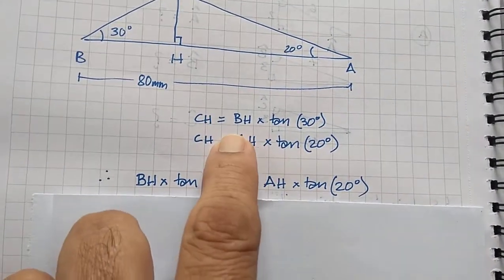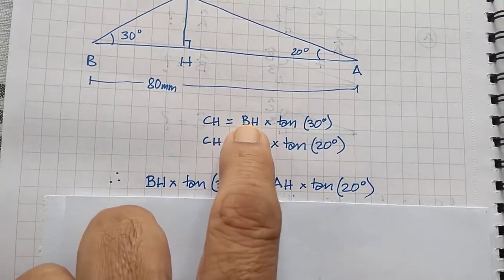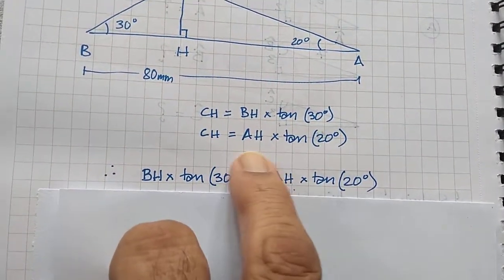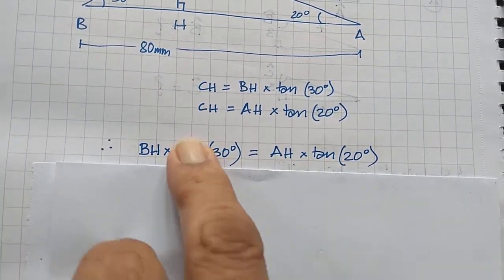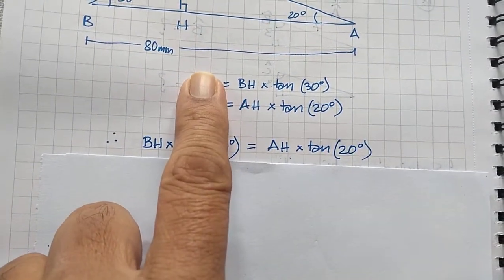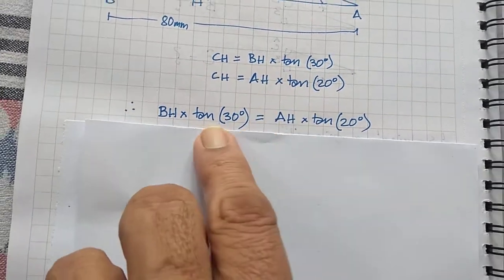So since both of them are equal to CH, I will write BH into tan 30 is equal to AH into tan 20. Both of these are equal to CH. I eliminate the CH. I make this equal to this.